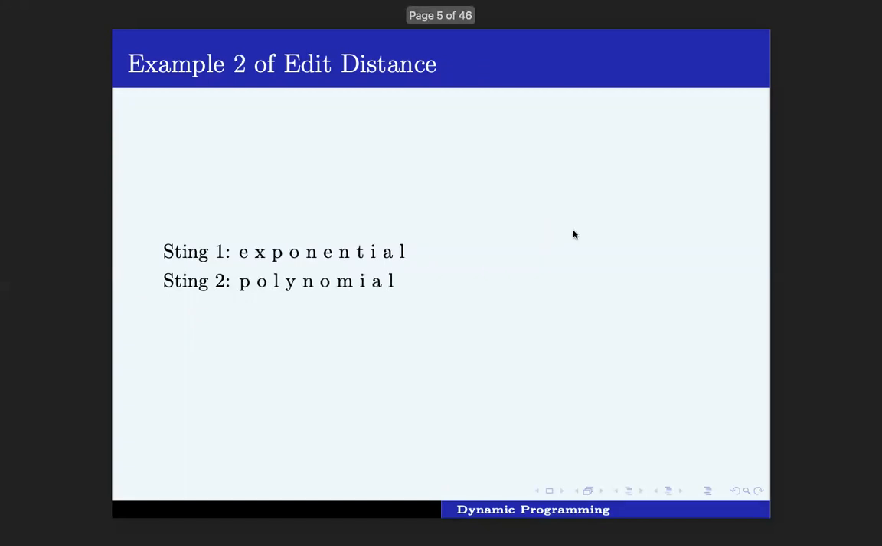So similarly, we can talk about these two strings, exponential and polynomial. Basically, you want to change certain things. Can you do something non-trivial? For example, I can remove P, L, and Y. That will give you P, O, N, O, M, right? So think about it.